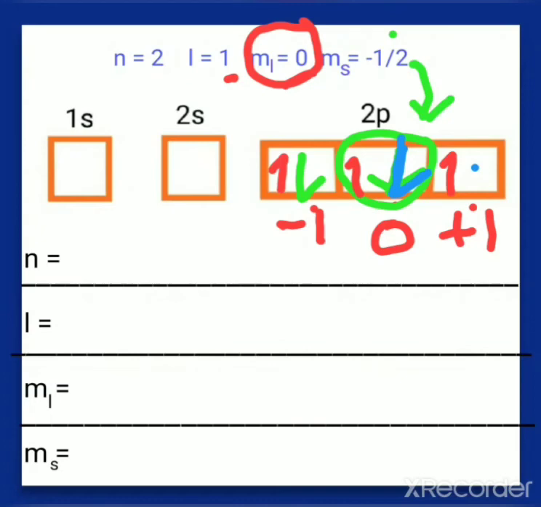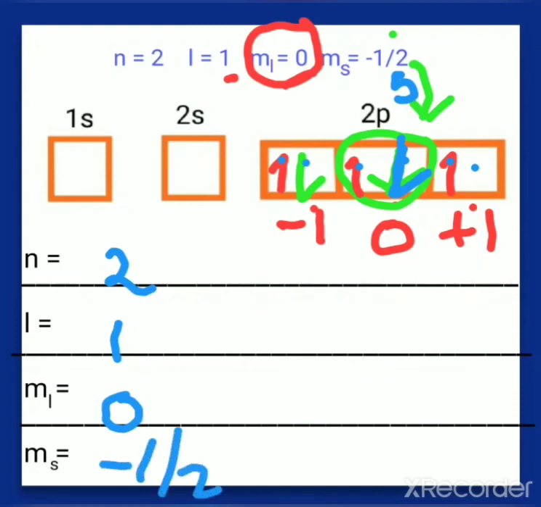So how many electrons are there in the 2p? When you count it, that is 1, 2, 3, 4, 5. Total 5 electrons are there. So we can say that its configuration is 2p5. Why? Because the value of n is given 2 here, the value of l is given 1, the value of ml is given 0, and the value of ms is given half. So we can say that the last electron is in the 2p orbital.